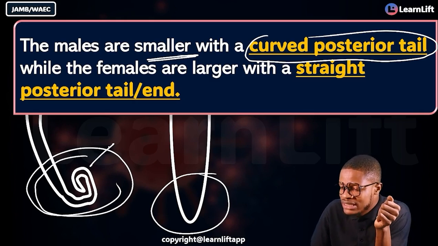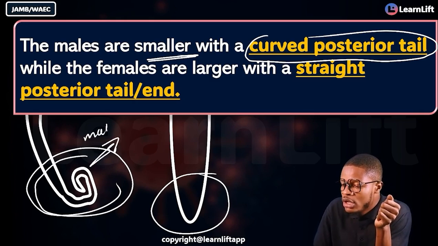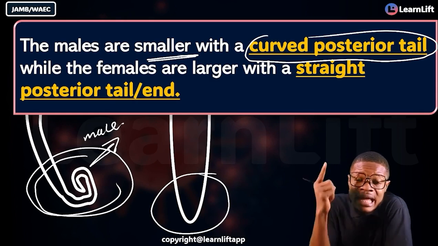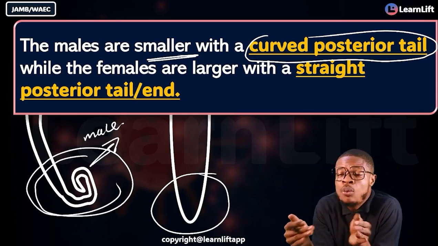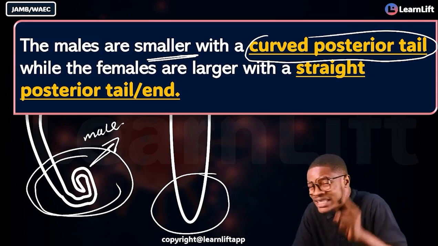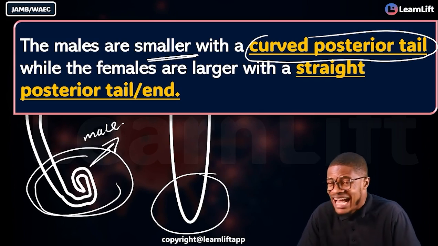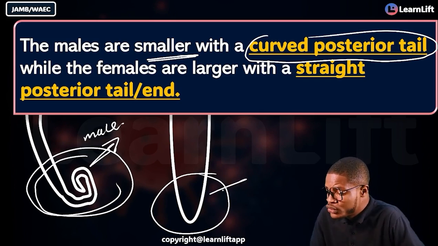Which one is curved? This one that is curved here is the male. You don't need any soothsayer to come and tell you. The males are smaller with a curved posterior tail. You just see a curved posterior tail, that's the male. Females are larger with a straight posterior end.